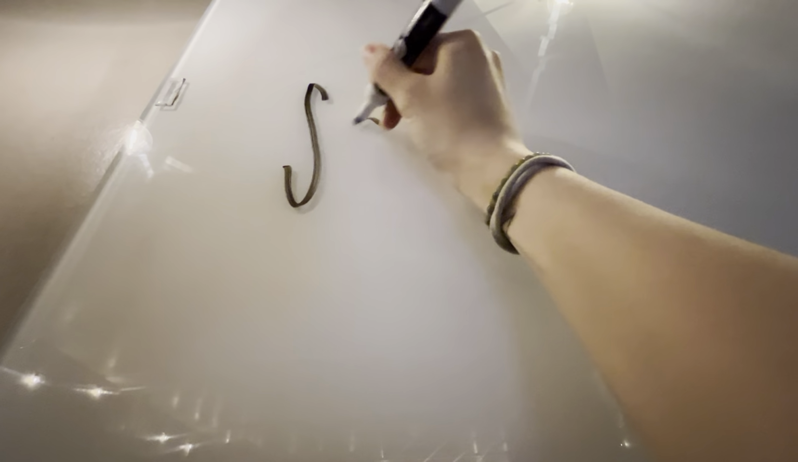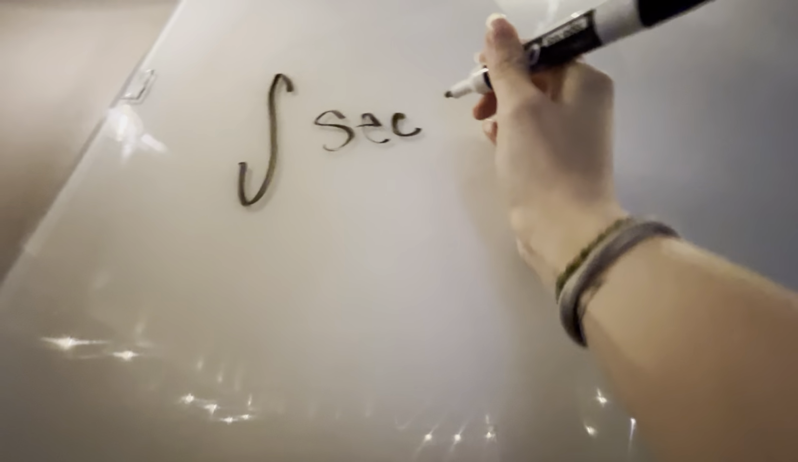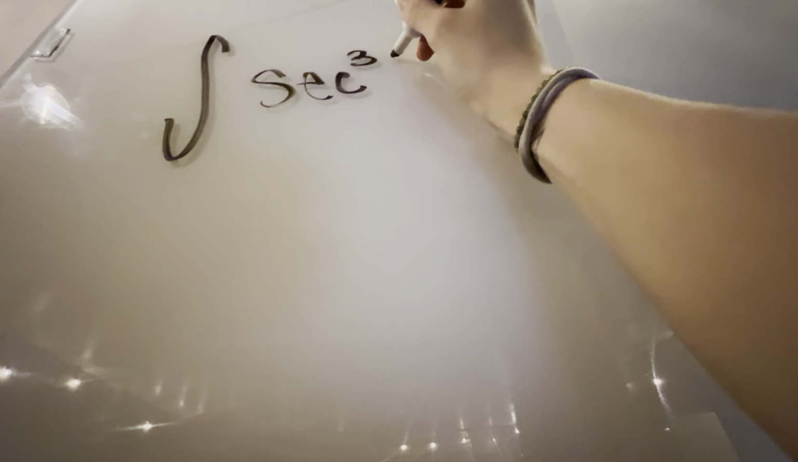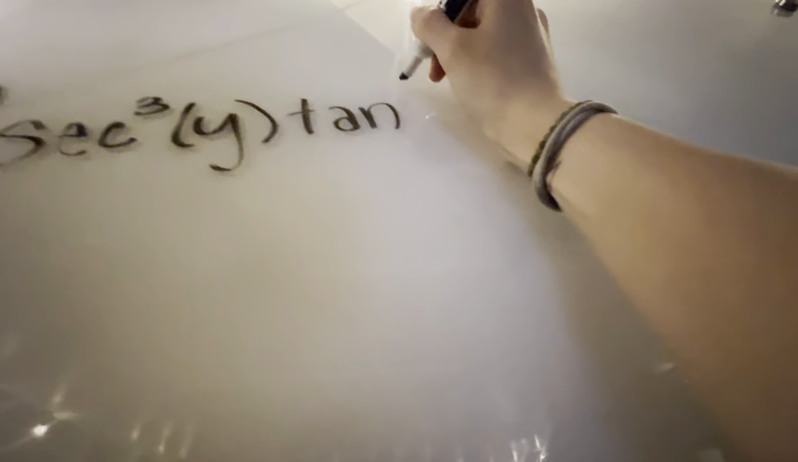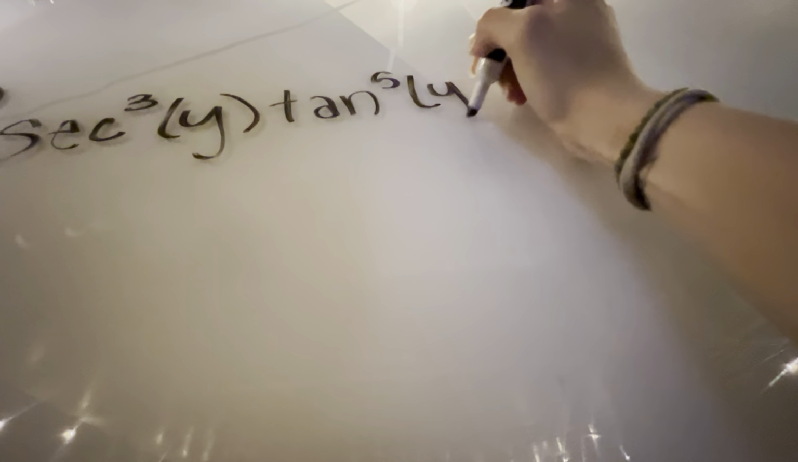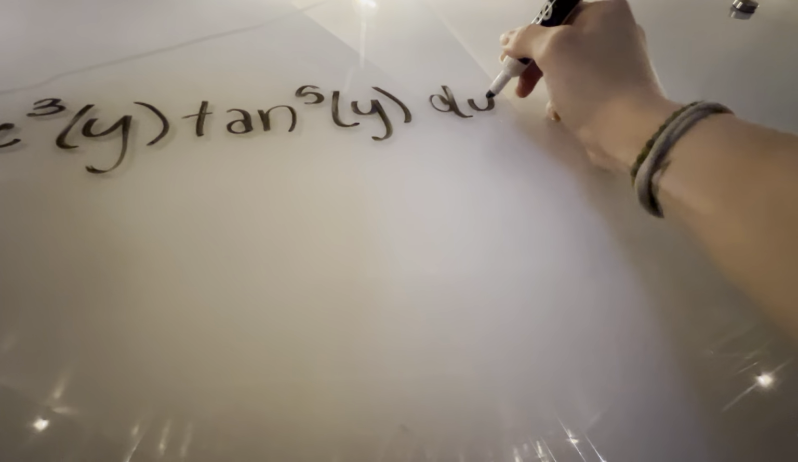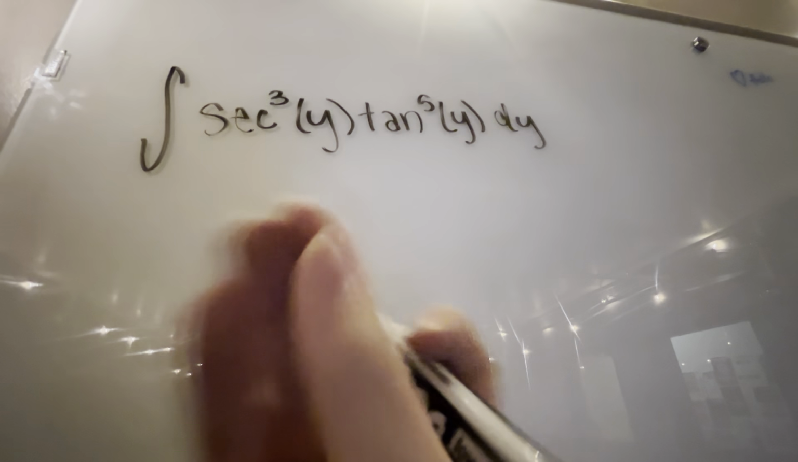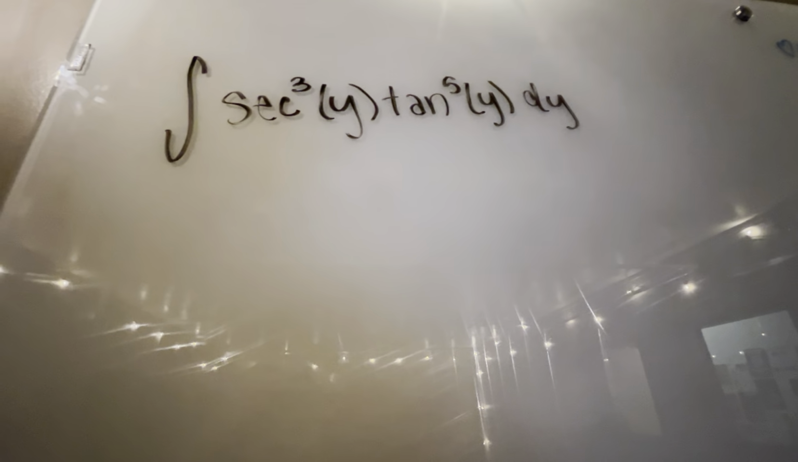Okay, so for this first one, it is the integral, maybe. It is the integral of secant cubed y tangent to the 5th power of y dy. Now, we have to integrate this maybe by parts, maybe by trig identities. Let's see.